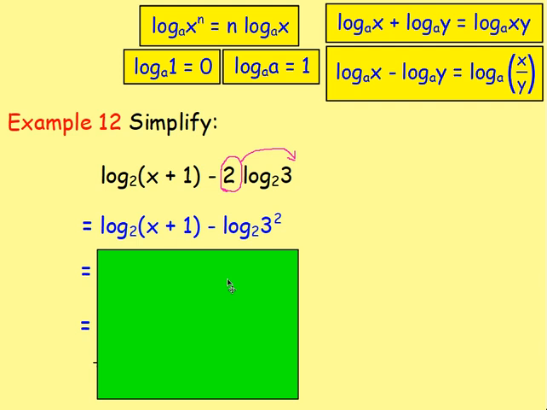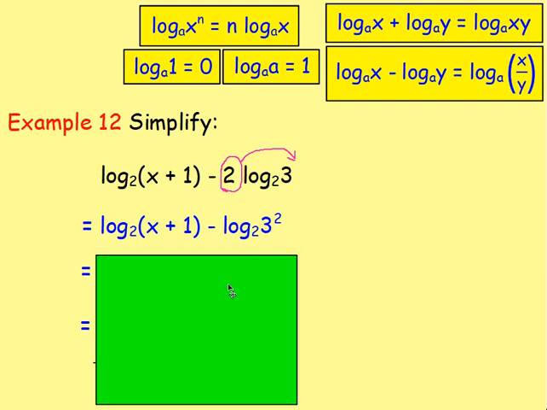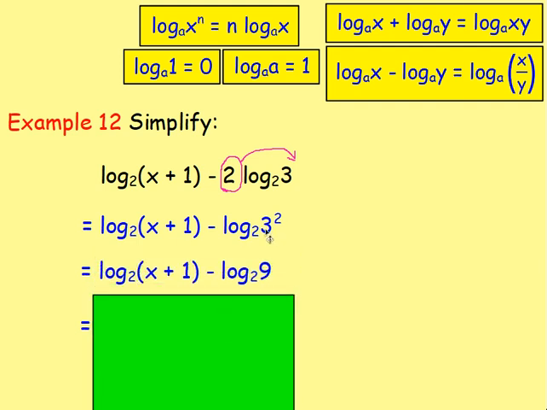From there, the whole point in doing that, why would we do it, Matthew? Yeah, because you could work out 3 squared. It's dead easy. 3 squared is just 9. So rewrite that as log base 2 of 9.